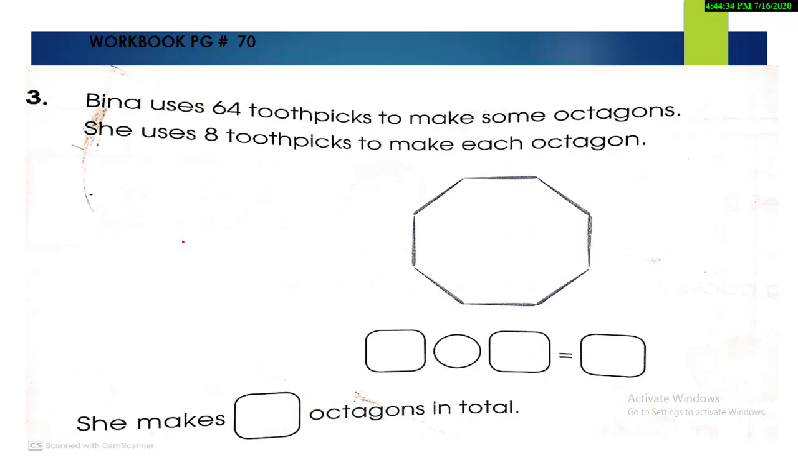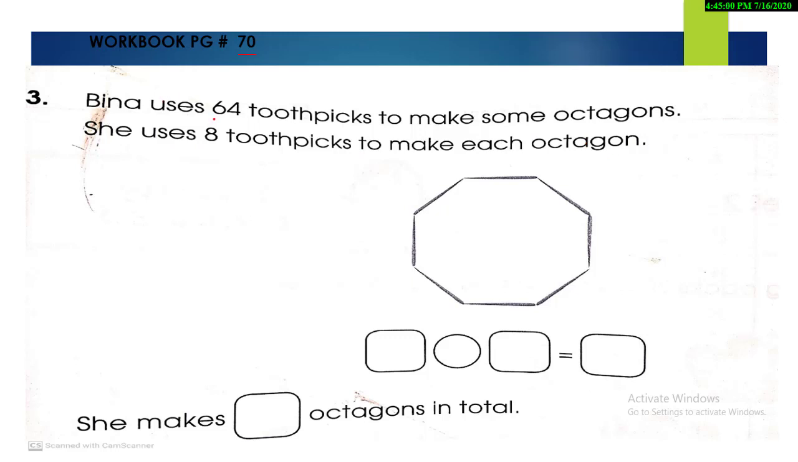Okay. Now my students, open your workbook page number 70. Bina uses 64 toothpicks to make some octagons. Okay, an octagon is this shape. Actually, this is something that you can also make at your home with the help of toothpicks, and it is very easy. It has 8 corners total. She uses 8 toothpicks to make each octagon.